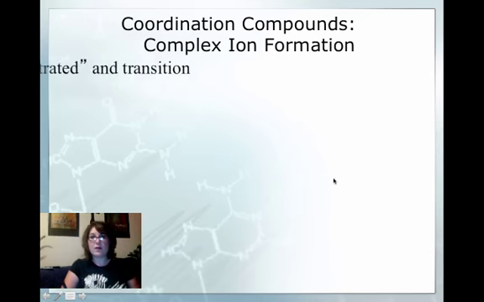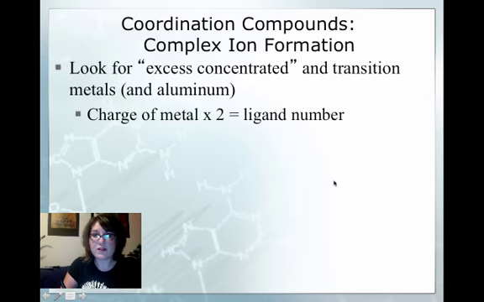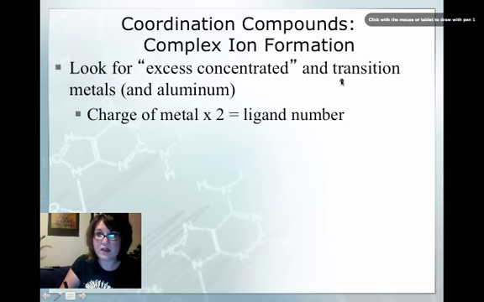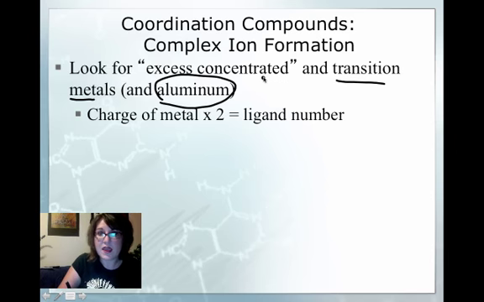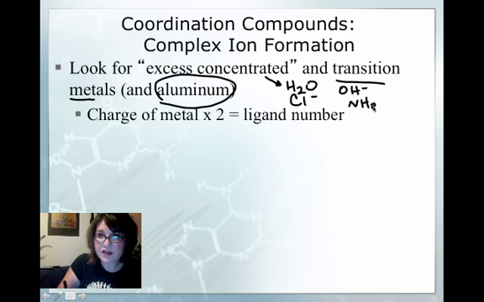Coordination compounds form when transition metals react with excess concentrated ligands. So you'll look for these clues. You need to have a transition metal, and often aluminum gets involved, even though it's not a transition metal, it's pretty close. And then excess concentrated is a clue that you're going to have a ligand. These are your ligands that we tend to work with. Water, and then maybe chloride, hydroxide, and ammonia. These are common ligands in complex ion formations.